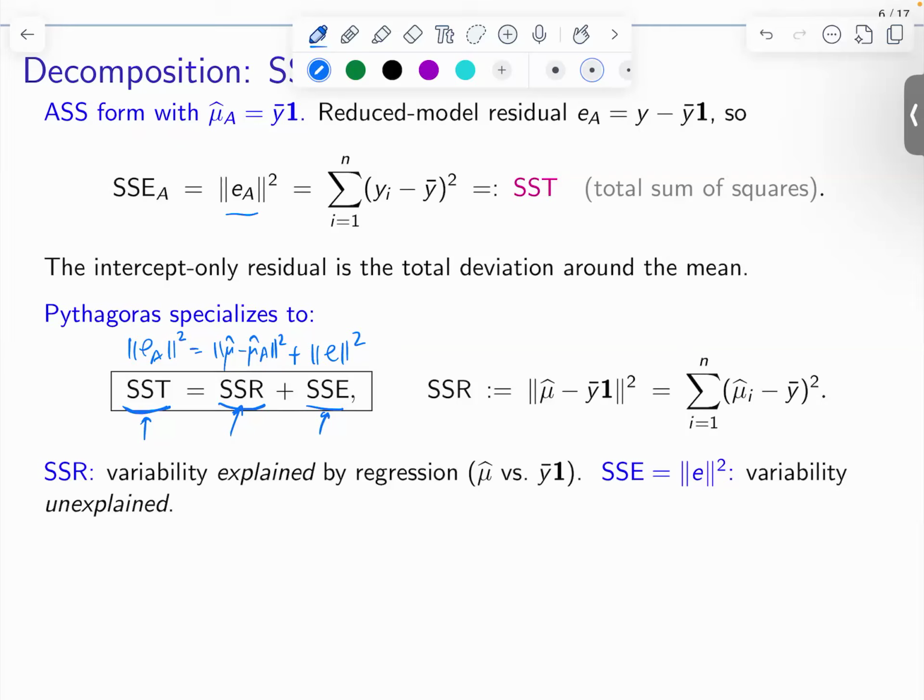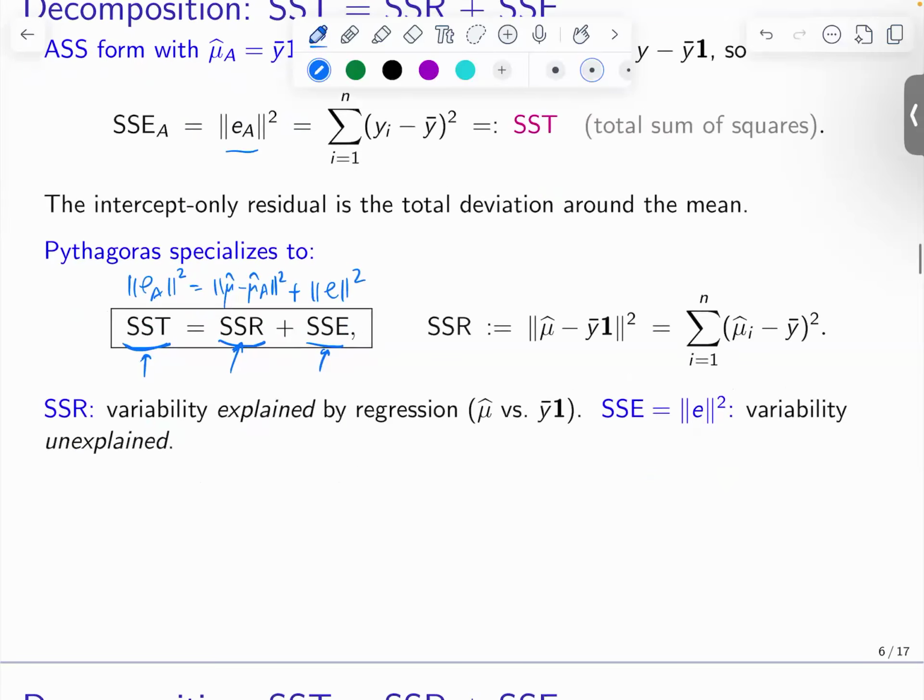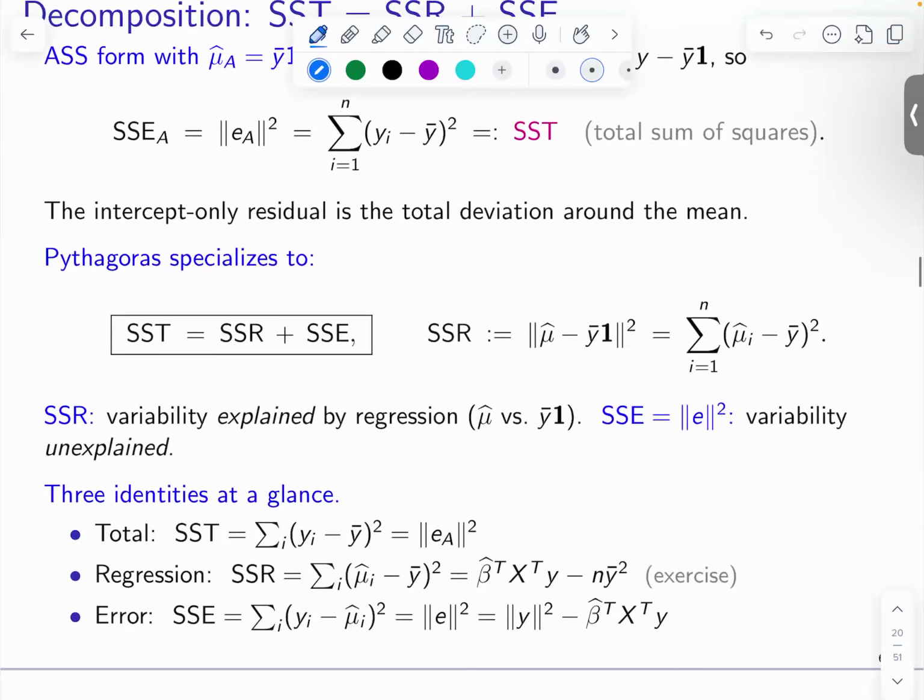For this reason, it's called ANOVA. It's an analysis of variance, or decomposition of the variance. So you're decomposing the variance of y into two pieces. And in fact, the general formula is a decomposition of variance in a sense. Okay. Does this make sense? We're just giving these terms some names, but the meaning is really variability explained by regression, SSR, versus variability unexplained by regression.